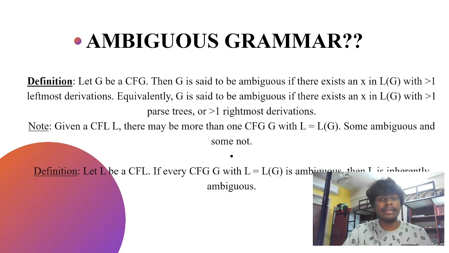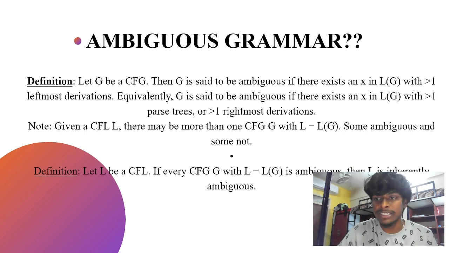And now let's have a look at ambiguous grammar, first discussing the definition of it. Let G be a CFG, then G is said to be ambiguous if there exists an X in L of G with more than one leftmost derivation. Equivalently, G is said to be ambiguous if there exists an X in L of G with more than one parse tree or more than one rightmost derivation.